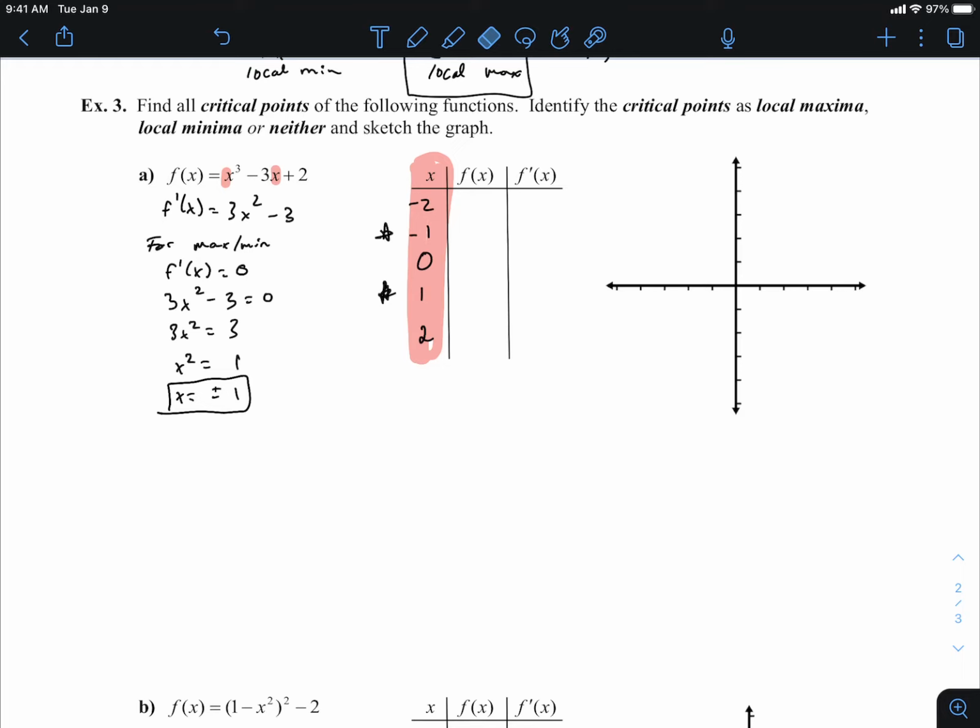Okay, so what we're going to do is try and create a mapping of points here in the f of x column. When you plug these points in, you're going to get a mapping of where everything is. When you plug in negative 2 there, you would get 0, like an x-intercept. I'll do this whole column here, okay? If I plug in negative 1, I would get 4. For 0, I would get 2. For 1, I'd get 0. And for 2, I'd get 4.